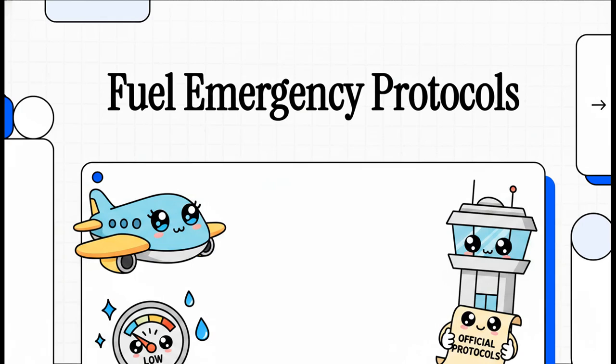Welcome to This Explainer. We're diving straight into the exact step-by-step aeronautical protocols for fuel declarations. You know, in aviation, precision isn't just a nice-to-have, it's literally a lifeline. When a pilot looks at their gauges and sees fuel levels dropping, there is absolutely zero room for hesitation or ambiguity. So today, we're going strictly by the book.